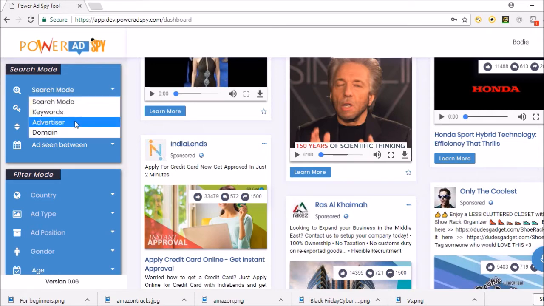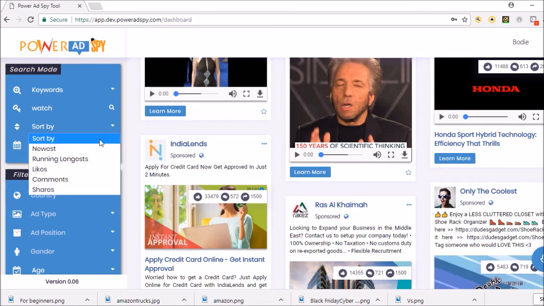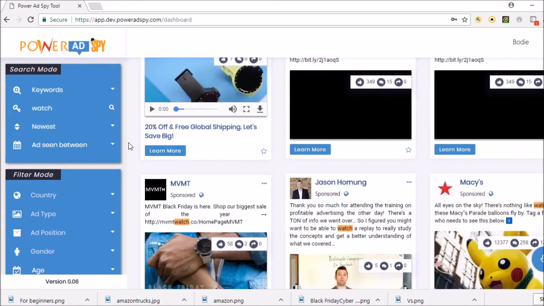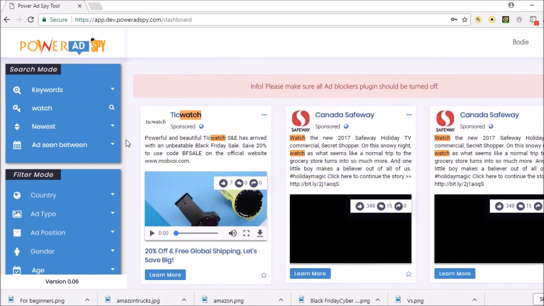You can go by advertiser. So you can look up all sorts of different stuff on here. So you can go search mode by keywords, advertiser, domain, and then you put in your certain keywords. So what if we put in watch, sort by newest? And as you can see, it changes everything here.